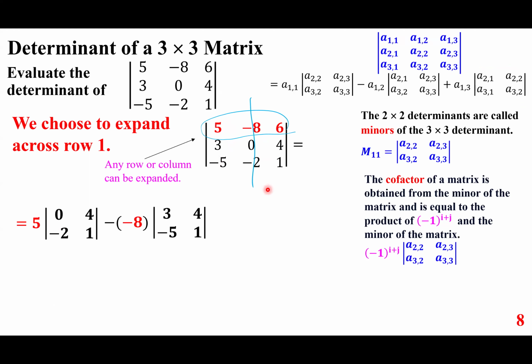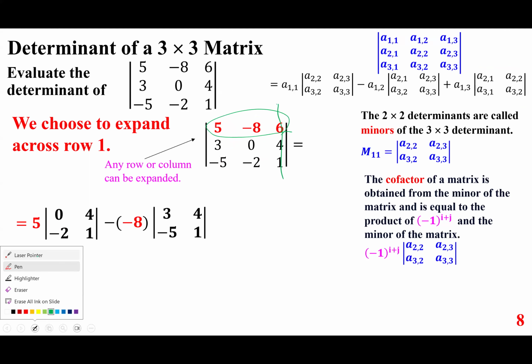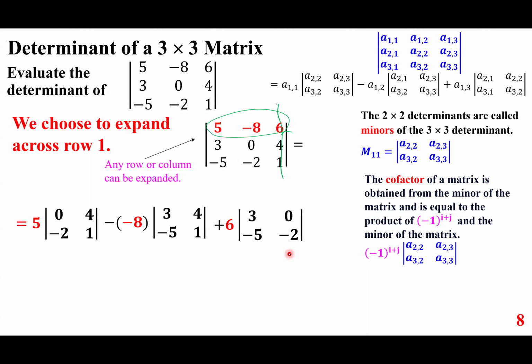And this one, 3, -5, 4, 1. Okay. And finally, again, we always drop this row and this last one now, of course, positive, negative, positive, or just go with -1 to the power of i plus j. +6 times what is left, this one. See, 3, 0, -5, -2. So it's very straightforward.